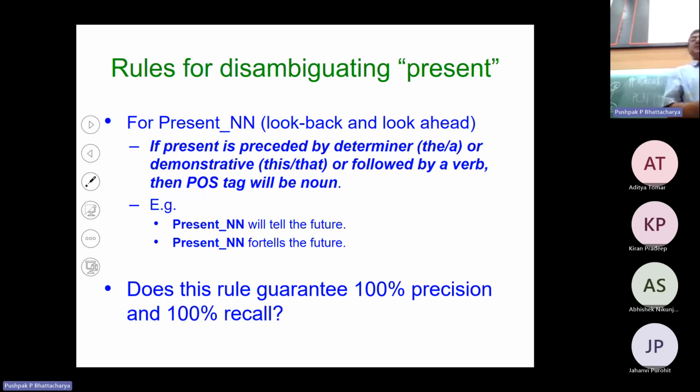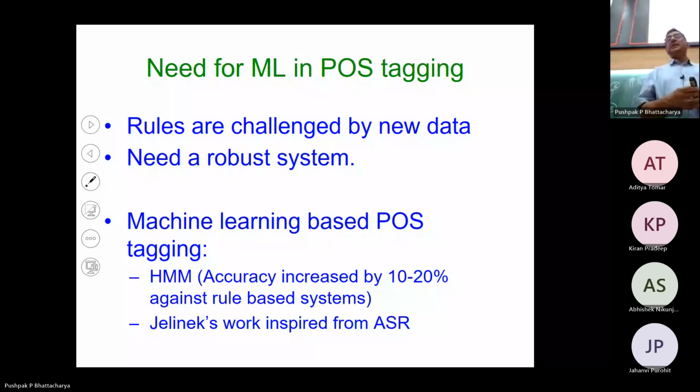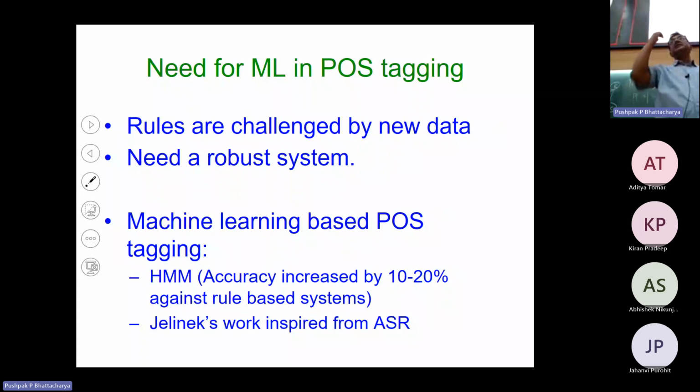The rules are always challenged by new data. We need therefore a robust system. And that actually gave rise to machine learning based part of speech tagging. When it was realized that it is impossible to create a 100% robust part of speech tagger. There will always be cases which will be outside the scope of all the rules. And then deciding on rule priority is another challenge.